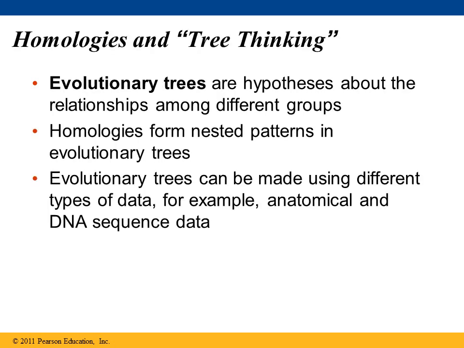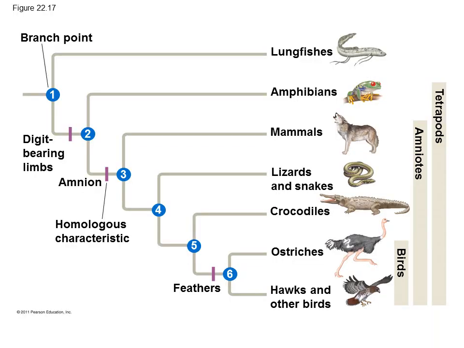Based on the homologies that researchers have observed, they can create an evolutionary tree of life. Evolutionary trees are hypotheses about the relationship among different groups, and homologies form patterns in the evolutionary trees. Evolutionary trees can be made using different types of data, for example, using DNA sequences. Here's an example of an evolutionary tree.